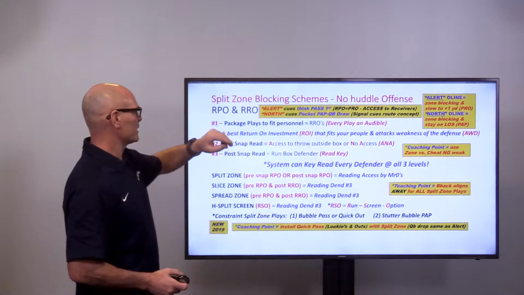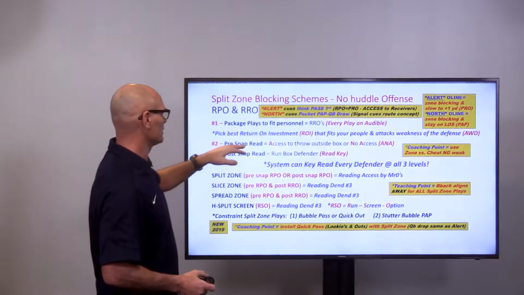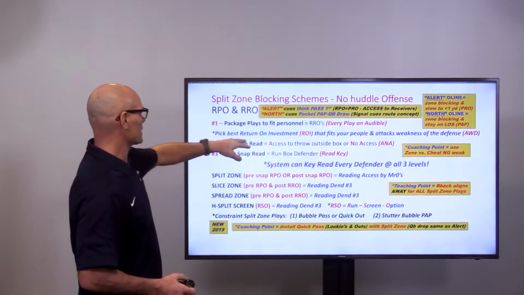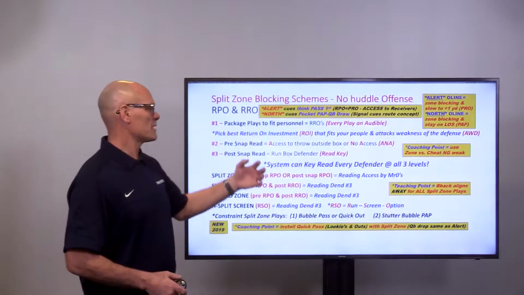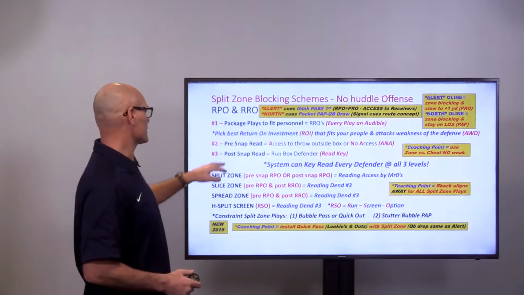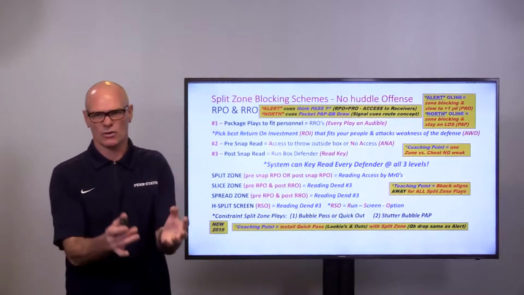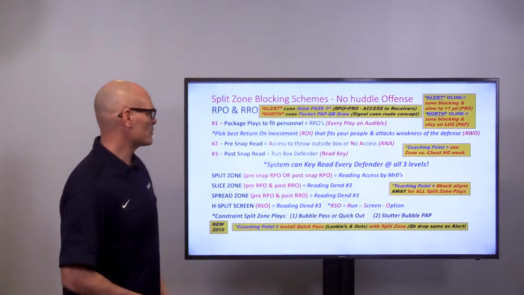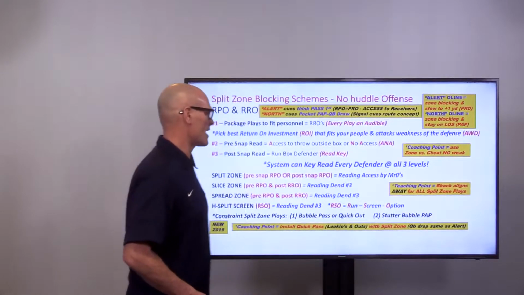Again, we're going to package the plays to fit your personnel. Every play is packaged not only to your personnel, but to fit what the defense is giving us. Again, you're thinking about picking the best return on investment. What fits your people, but attacks the weakness of that defense. Number 2, we'll do pre-snap reading on every play. You as a coach, and our quarterbacks and our receivers, simply ask: do we have access to throw the ball or not? That's our ANA, access, no access.